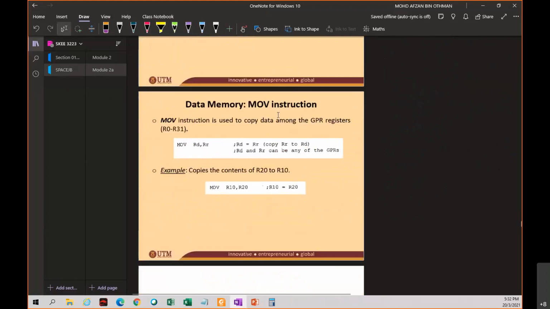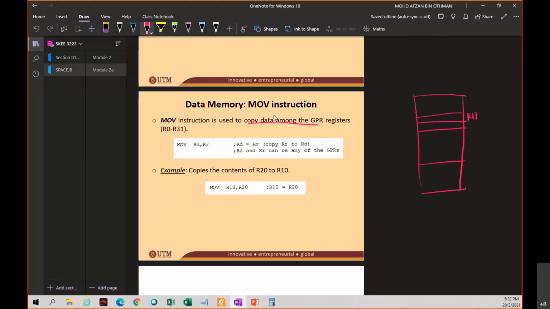Alright, so next, the MOV instruction. This MOV instruction is used to copy data among GPR registers, di mana kamu nak copy daripada satu GPR to another GPR. Contohlah saya bagi kat sini. This is your data memory. Kamu ada value from R17 contohnya.